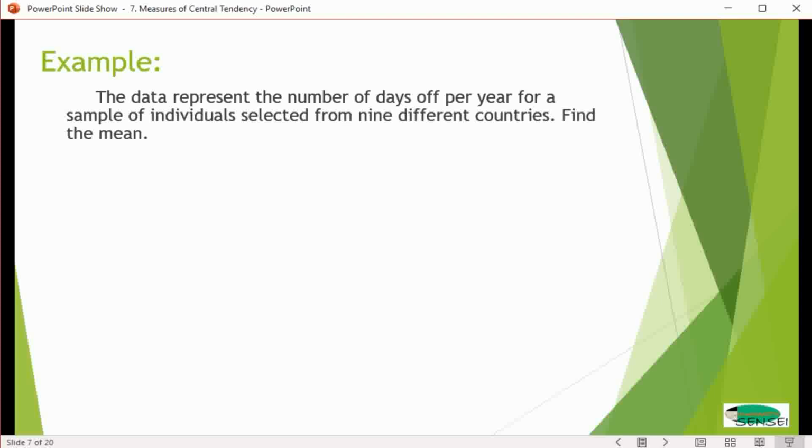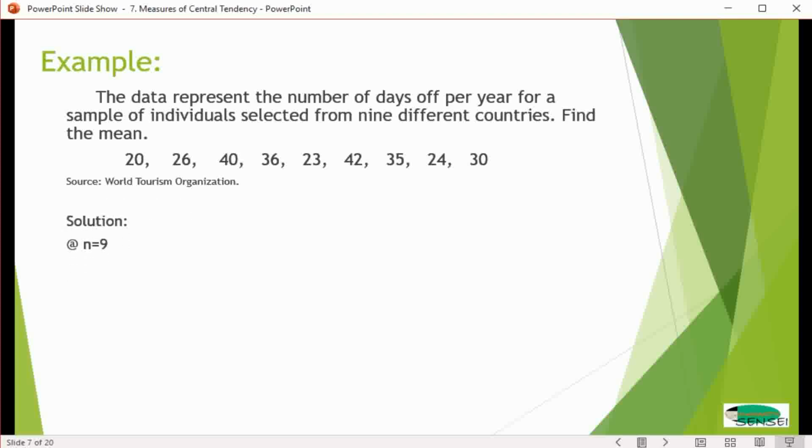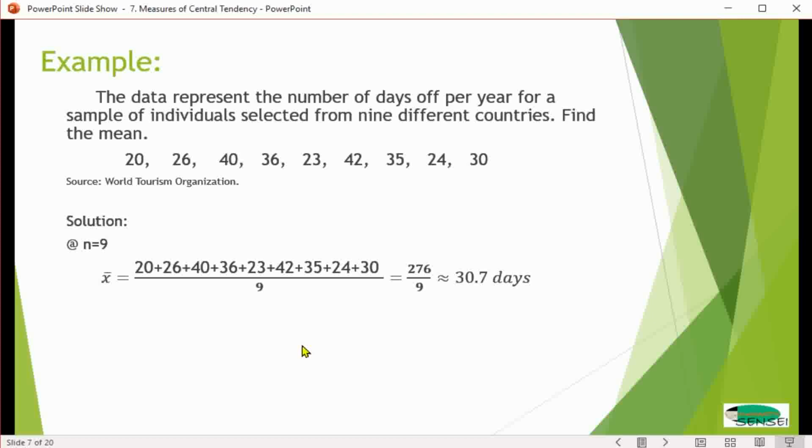So example tayo ng calculation. Suppose we have the following data set. So what we do here is that we add everything, and n here is equal to 9 because 1, 2, 3, 4, 5, 6, 7, 8, 9. There are 9 data sets. N is equal to 9. So we add everything. Tapos pag na-add mo na yan, you divide it by 9, all of it. So we have 276 divided by 9, and that's approximately 30.7.